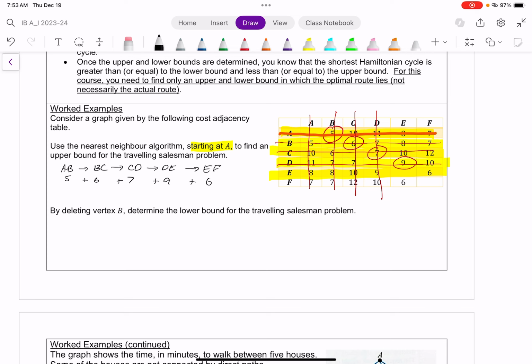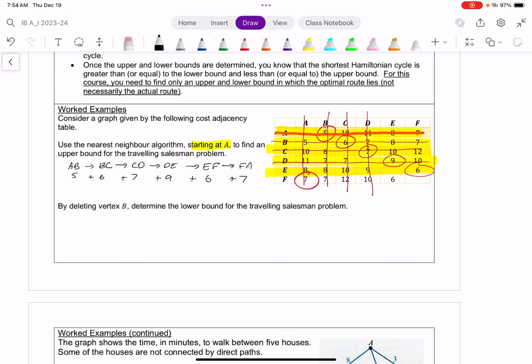And that's because now I'm at F once I add up the 6, but we still got to get back to the start. So lastly, I got to go back from F to A. And so the distance from F to A is 7. And so we got to remember, we always got to get back to the start. There we go. So now I add all this up, and we get 40.